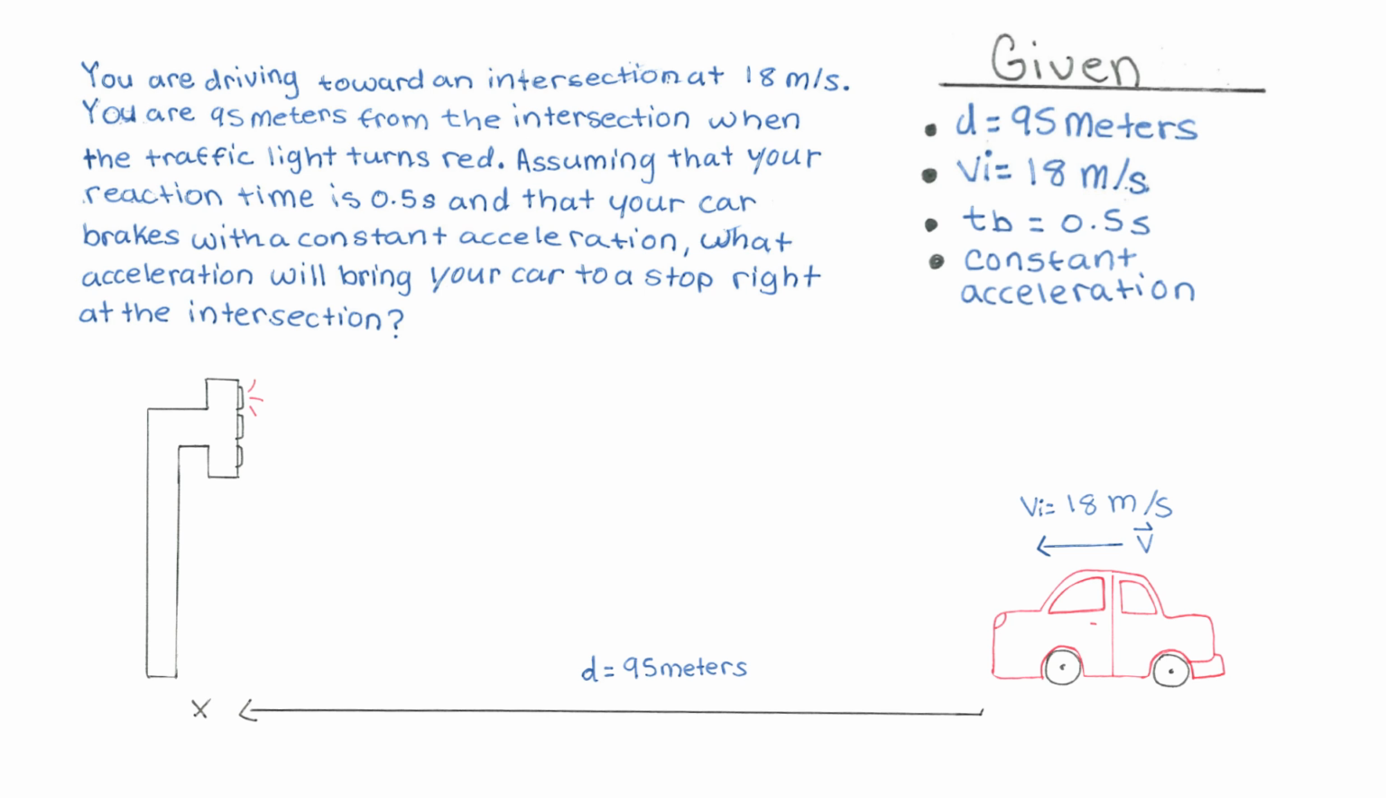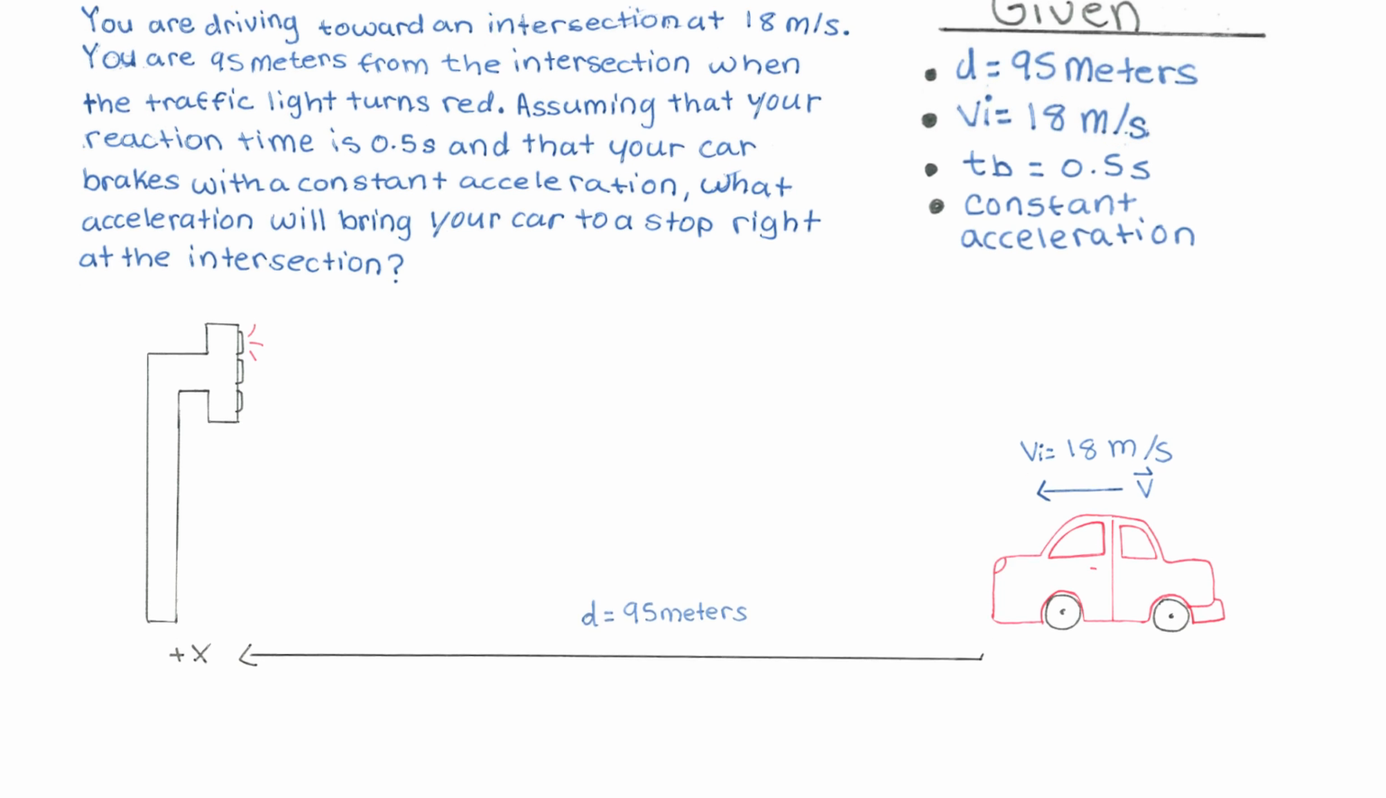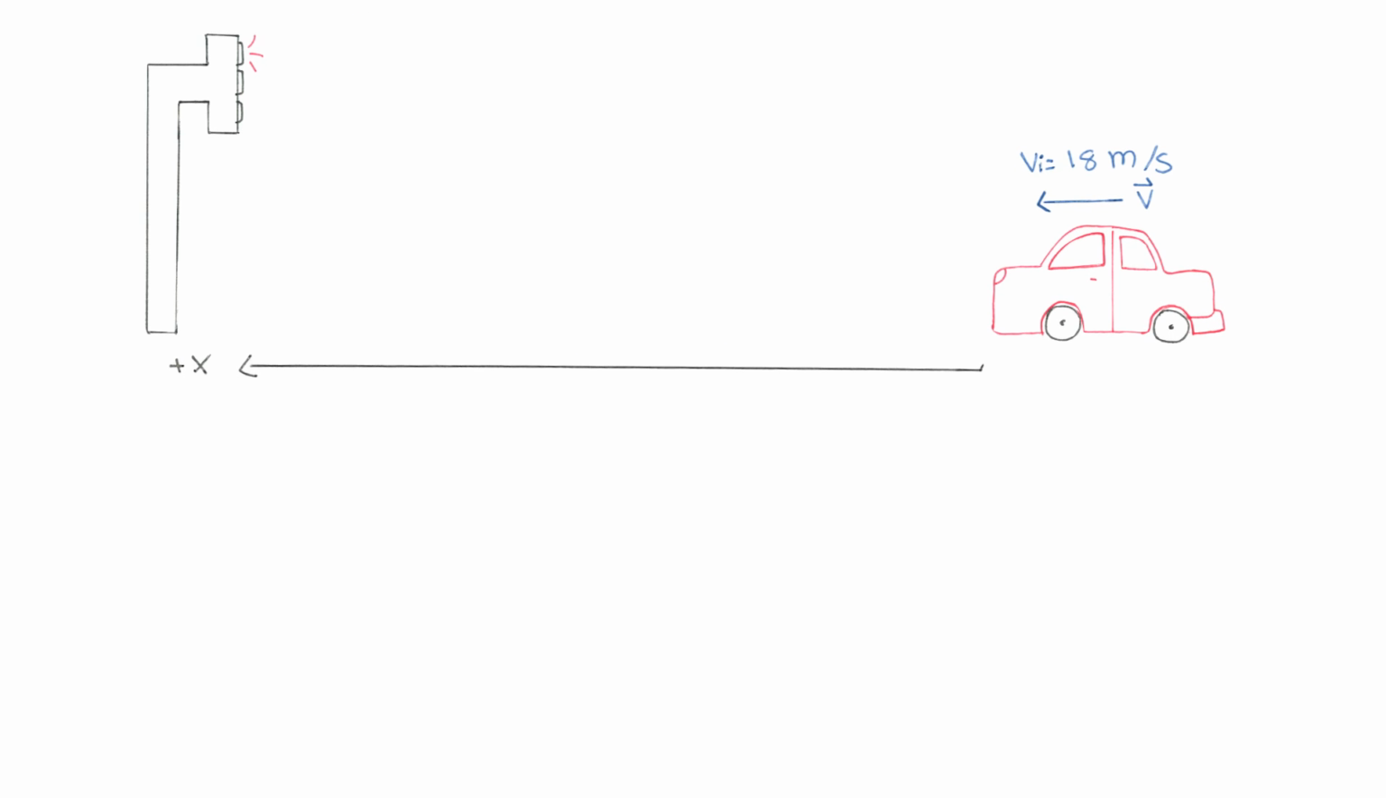But what direction should be positive? I think we should choose positive x to be towards the left because the car is driving that way. Oh, okay. I like that. It makes things easier even though it seems a little weird. Oh, I almost forgot. We should call the car's initial position xi and write that it equals 0 meters.